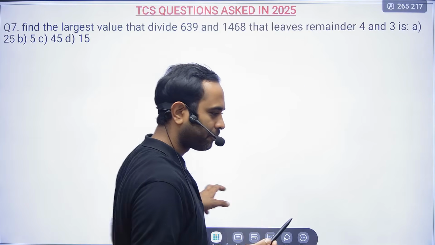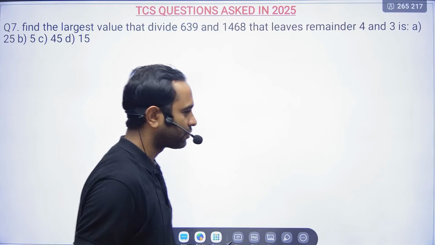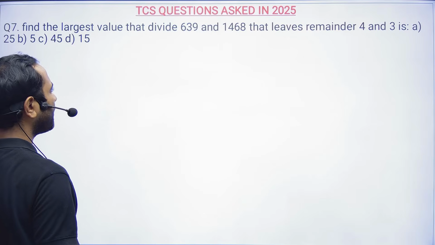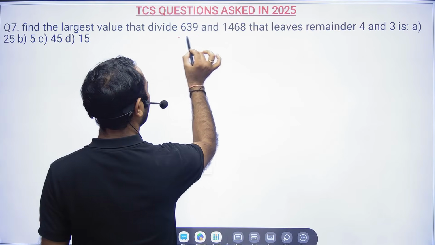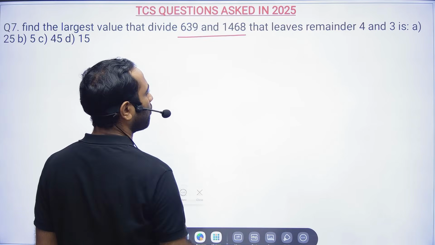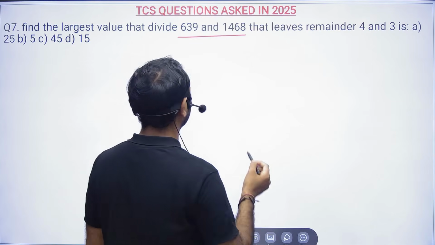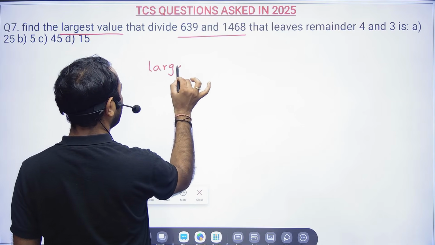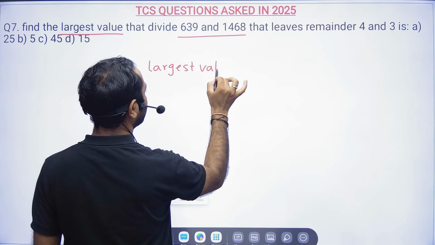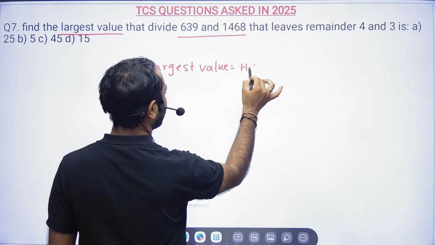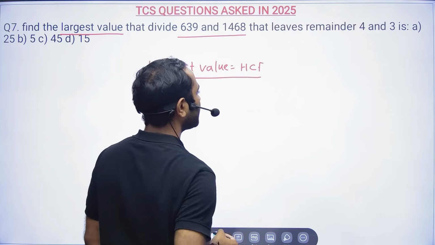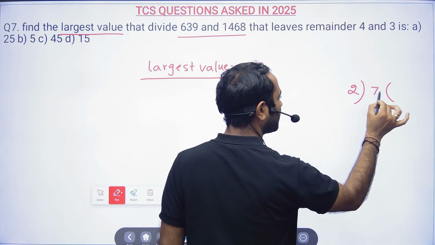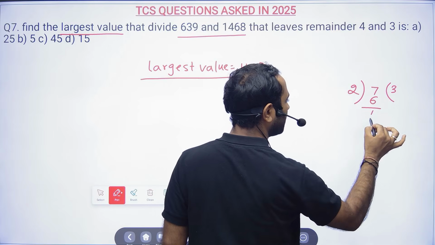And then you see, oh, so already 20 minutes is gone. Find the largest value that divides 639 and 1468 that leaves a remainder of 4 and 3. Arey bhaiya, very simple question. Anyway, see, whenever the largest value or highest value comes in a question, it is very, very simple. The question is based on your HCF. Okay, nothing to worry. Now I ask you one question. If you have 7, and if I ask you to divide by 2, 2 3s are 6, 1 will be the remainder.